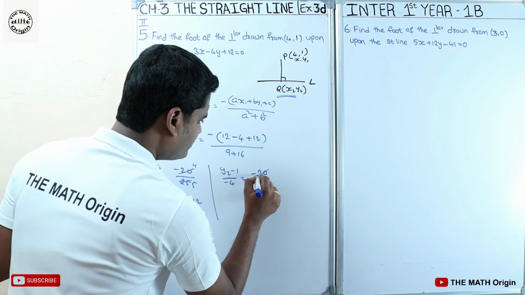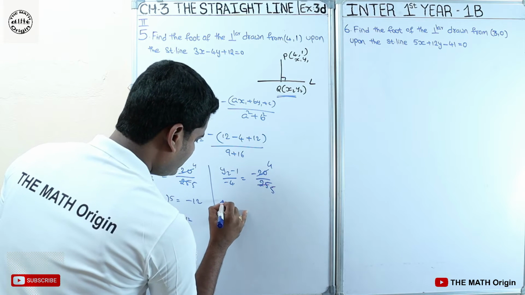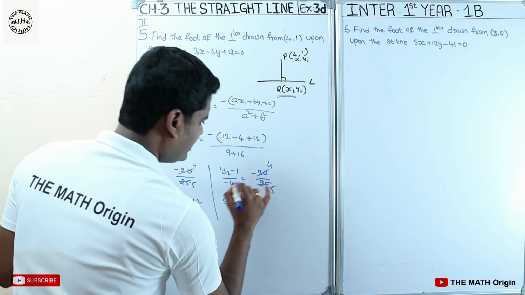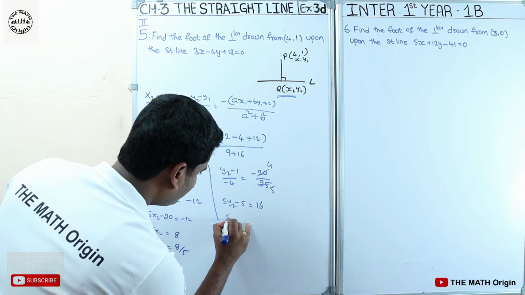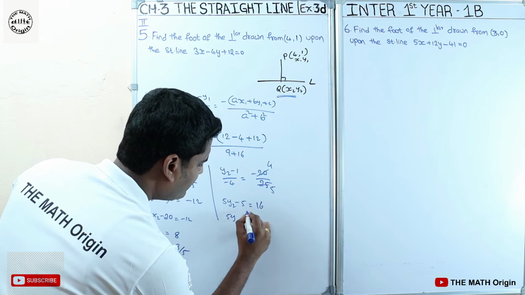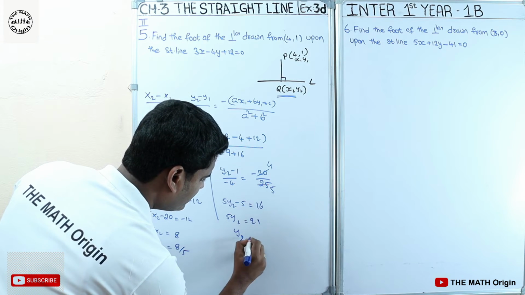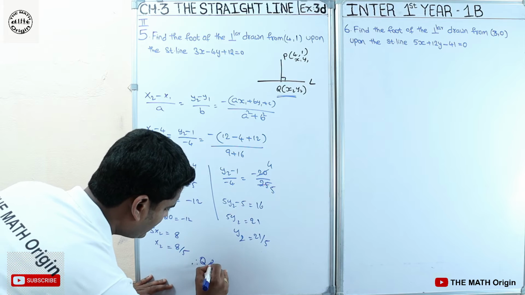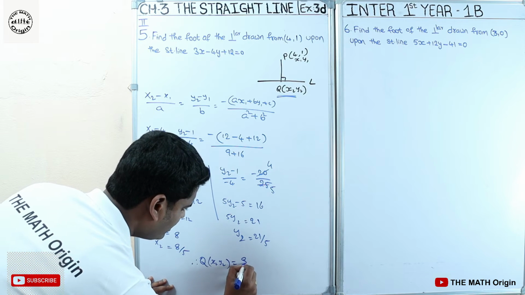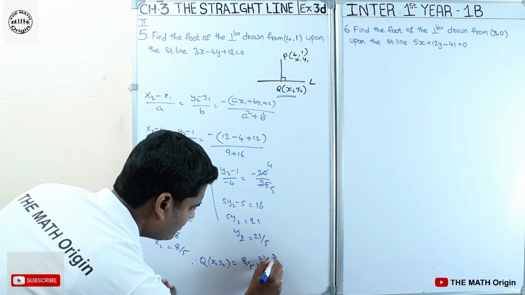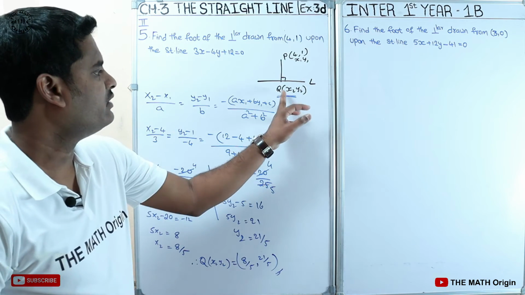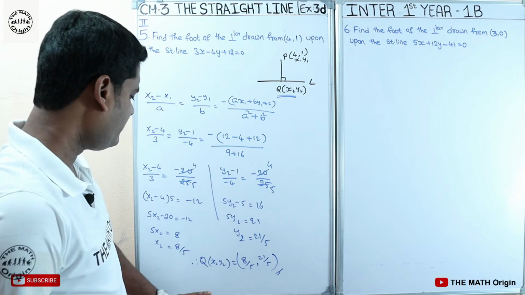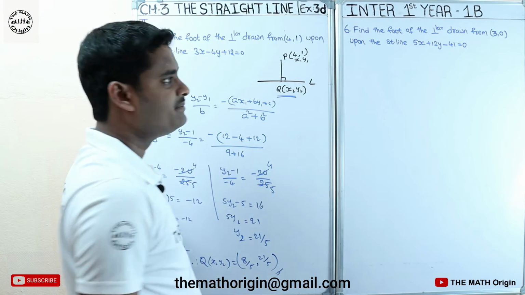In the same way here also, cross multiplication: 5y2 minus 5 is equal to -4 into -4, which is 16. So 5y2 is equal to 16 plus 5, which is 21. y2 is equal to 21 by 5. Therefore Q (x2, y2) is equal to (8 by 5, 21 by 5), which is the foot of the perpendicular on the line from point P. Therefore here ends our fifth question.